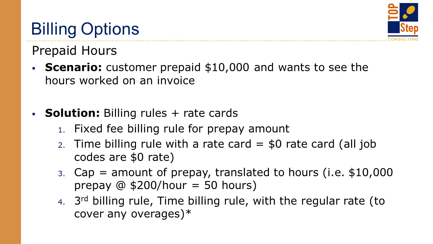You'd have that time billing rule for a $0 rate card based on your job codes, based on the number of hours, for example. And then I recommend always having a third billing rule, which is a time billing rule with perhaps your regular rate to cover any overages. It's not required, but let's say someone prepaid for 1,000 hours. Once you hit that 1,000 hours, what happens?